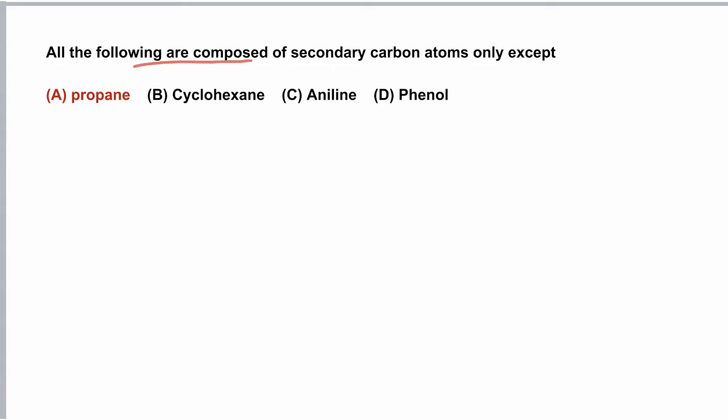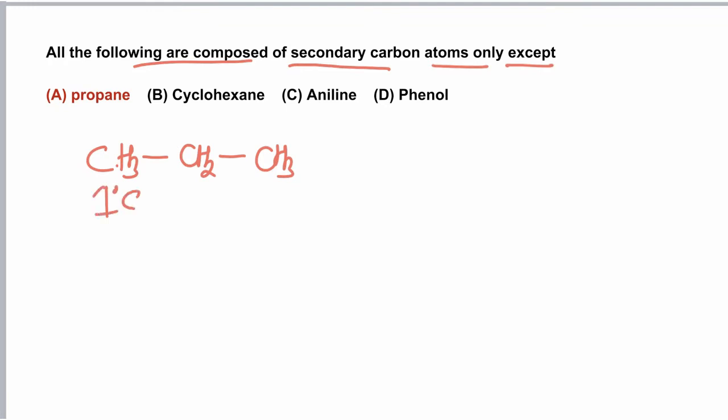All the following are composed of secondary carbon atoms only except. In this question, we have to find which of the following molecules does not have only secondary carbon. So if we take the structure of the propane molecule, it has both 1 degree and 2 degree carbon. Now this is 1 degree carbon because this carbon is directly connected with one other carbon atom. But this carbon is 2 degree carbon because it is connected with 2 carbon atoms. So the propane molecule has both types of carbon, 1 degree and 2 degree carbon.